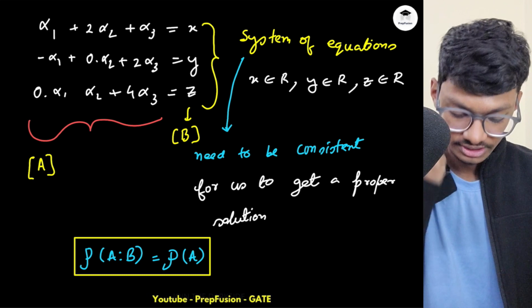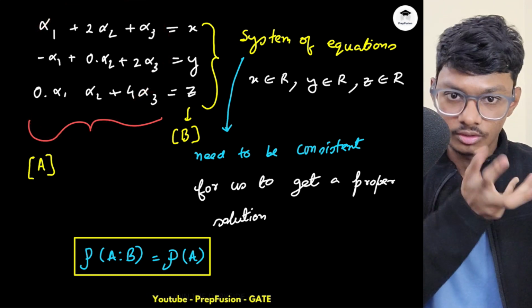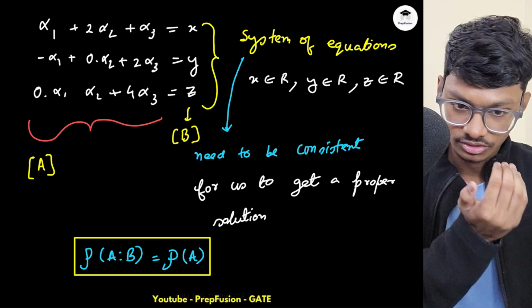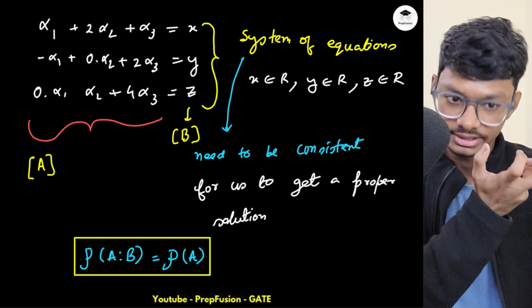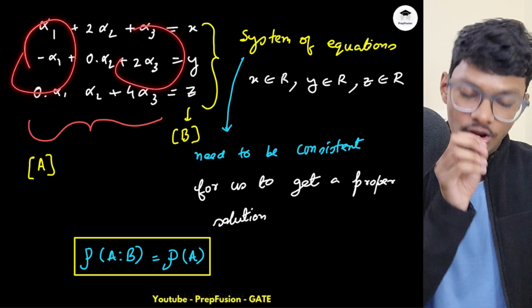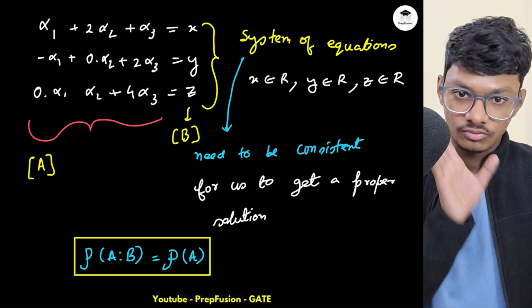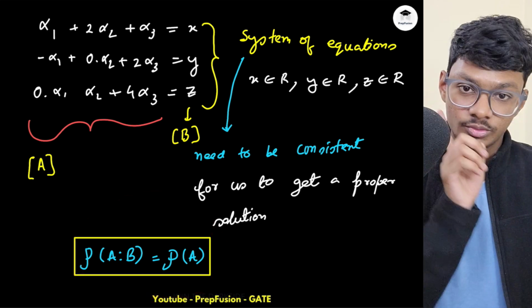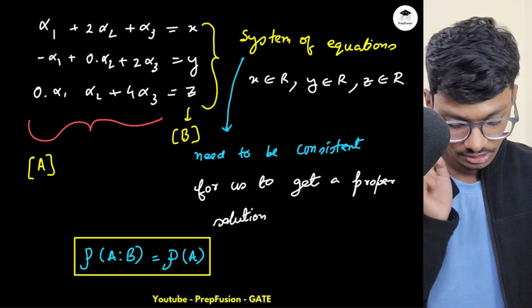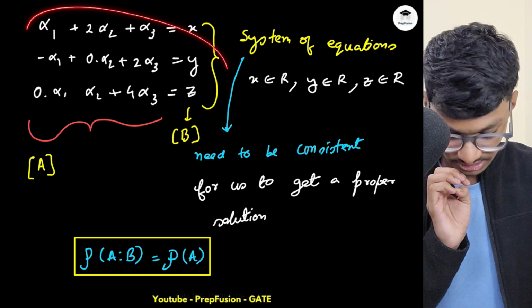It doesn't matter whether the rank is less than 3 or equal to 3. If it is equal to 3, then we'll get a unique solution. If it is less than 3, we'll get infinitely many solutions. It doesn't matter how many values of alpha. What matters is that these have to be equal, because I need a proper solution. If I get a proper solution, then only I will be able to say yes, this equation is satisfied.